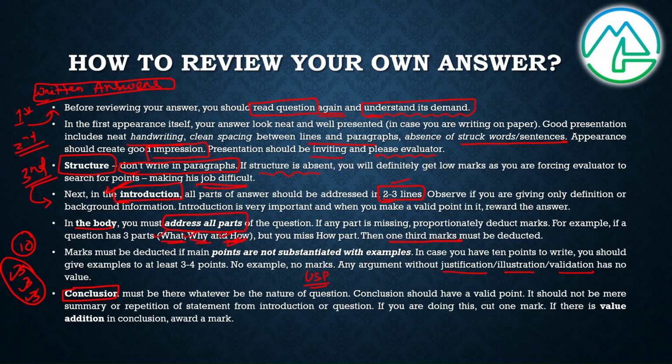So what should be the nature of the conclusion? The conclusion should also have a valid point or a valid argument in the end, right? And it should not be a repetition of the statements or the summary that you have written in your body or introduction. It should not be repeated in your conclusion. It should be unique, right? It should be a little different. There should be value addition. If you are not doing any value addition, why will the examiner give you marks, right?